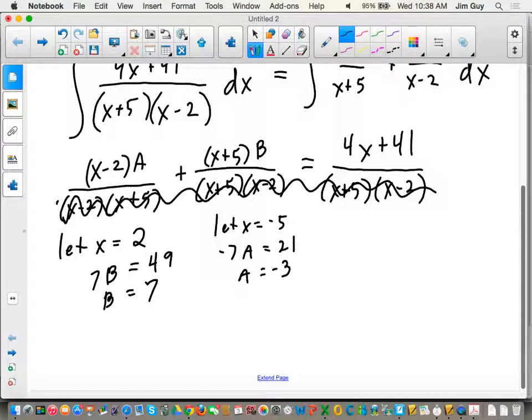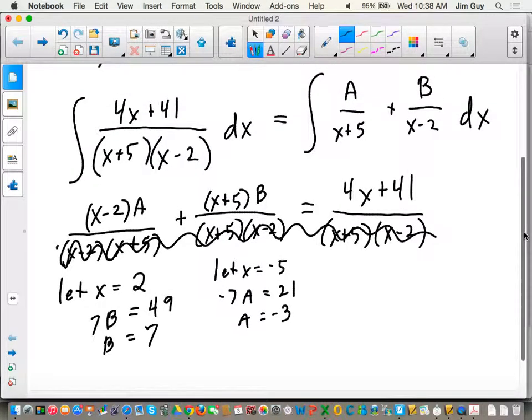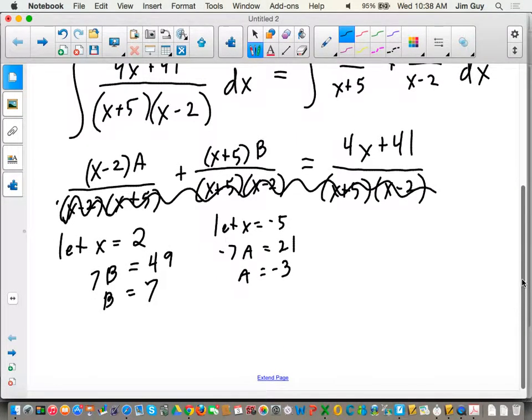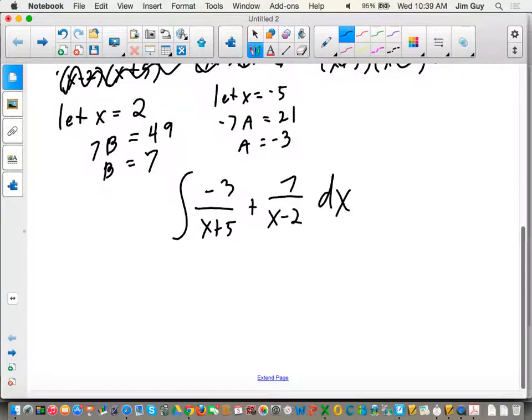It's really important that you establish A and B and write them down up here so you remember which one was which, because it does make a difference. You have to get it above the right denominator. So A was negative 3, that's above my x plus 5. Plus B is 7, and that was above my x minus 2. And now we have that integral to solve, which is actually much easier.